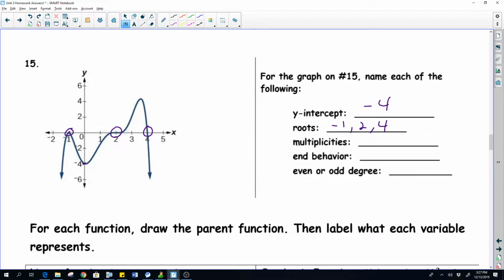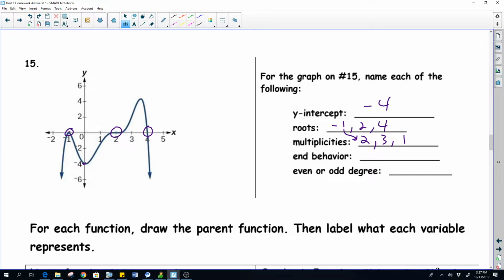Our multiplicities now, so that means our multiplicities at negative 1. It's already kind of listed there, right? So at negative 1, our multiplicity is a bounce, so that's a 2. At x equals 2, it wiggles through, so that's a 1. No, wiggles through could be 3 or 5. And then at 4, it is going to be a 1 because it crosses straight through.